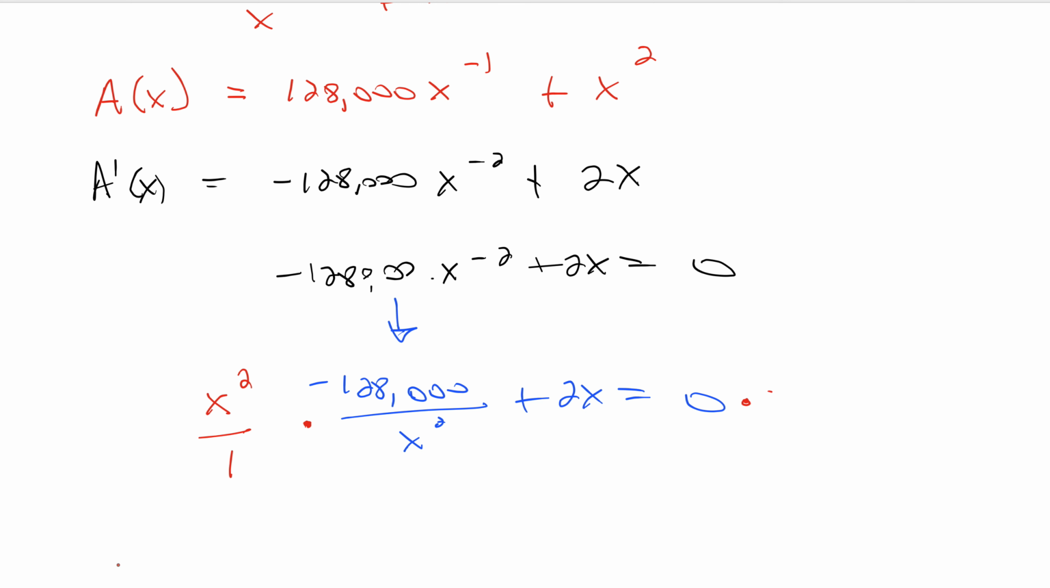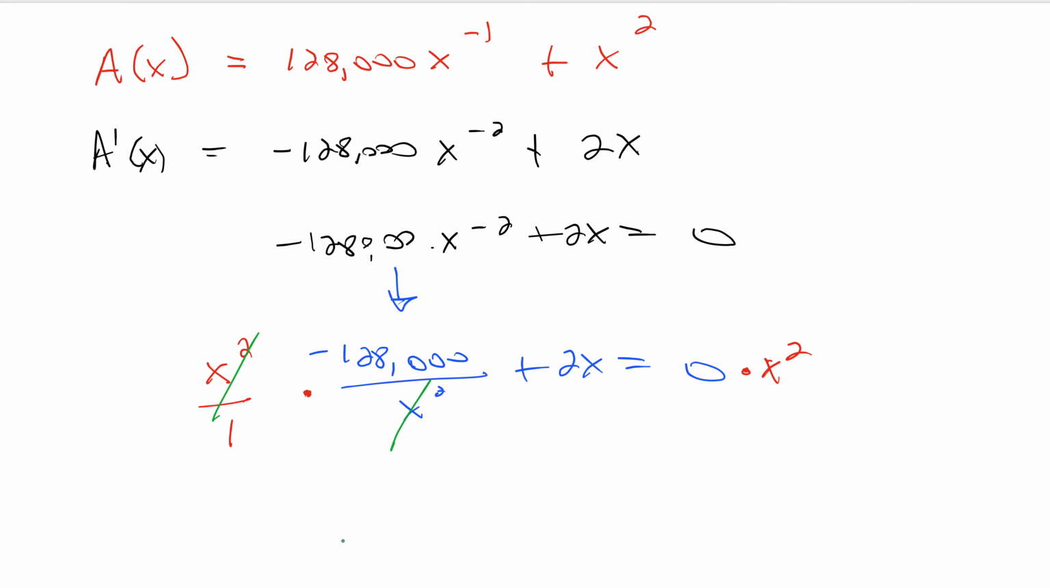So multiply by x squared. All right, so if we did that, we would get negative 128,000 plus 2x equals 0. Yeah, it's always weird to wipe your x's out like that, you know? But that's the only logical move. So let's keep going.